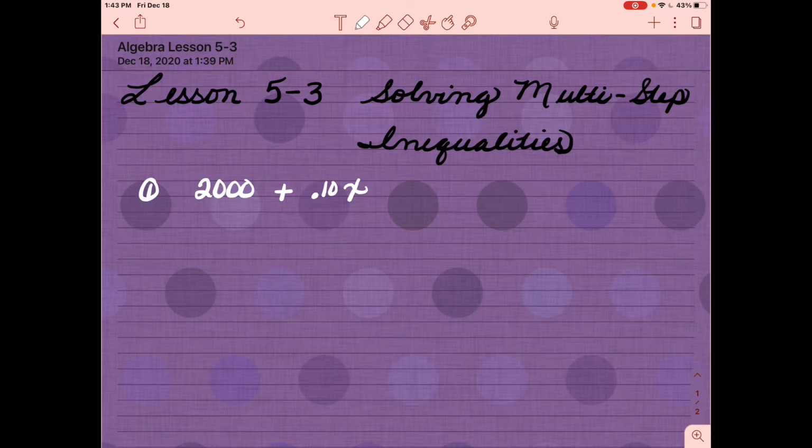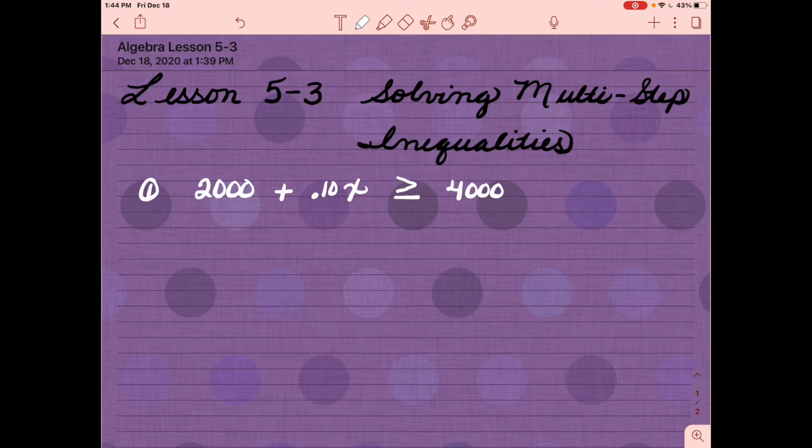So 10% is 0.10. Her goal is to make at least, means she wants more than that, but at least means it would be okay if it equaled that. At least $4,000 per month. And so we have our equation and we want to know what sales does she need to meet her goals. So what is that minimum number of sales that she needs?